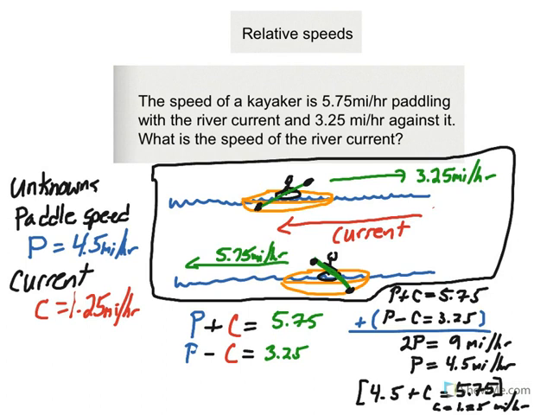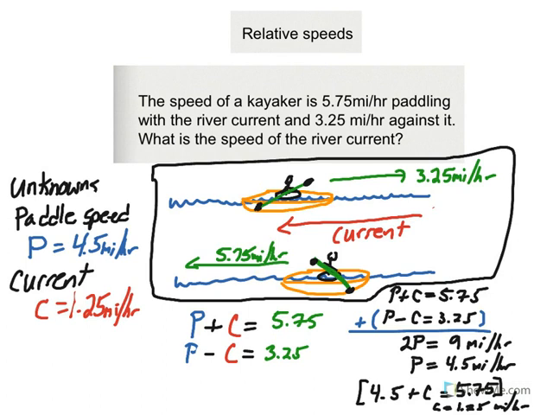So the first thing I did was draw a picture of the problem. We have the kayaker going upriver with a speed of 3.25 miles per hour, and he's going against the current, and then he's going downriver with the current at a speed of 5.75 miles per hour. That gives us two unknowns, the paddle speed and the current speed.